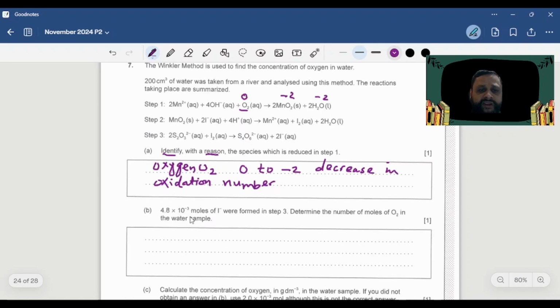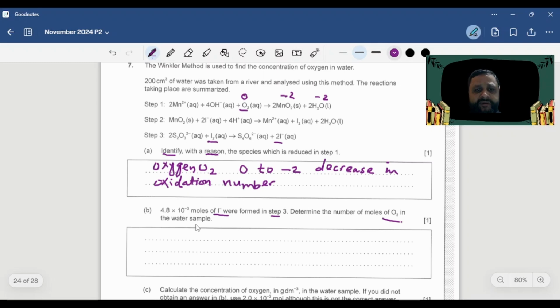So 4.8 times 10 to the power -3 moles of iodide were formed in step 3. Determine the number of moles of oxygen in the water sample. So let's look at the ratio first. So if we can see in step number 3, the ratio between iodide ions to iodine is 2:1.